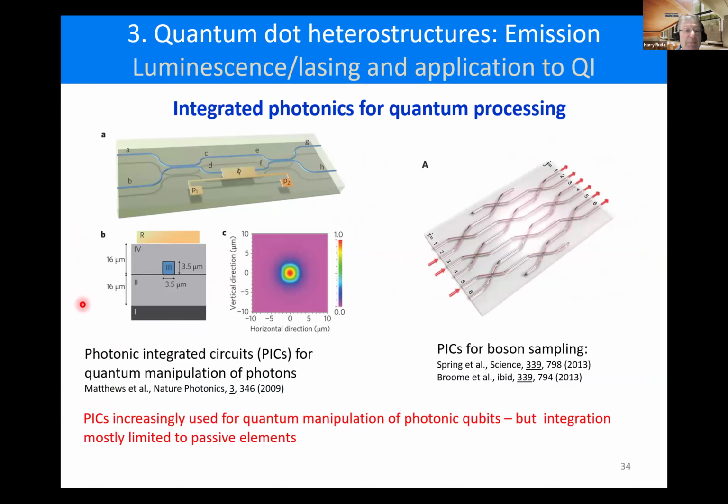The on-demand part, and how it might work, is that you can think about this within the context of an integrated photonic circuit, a PIC.